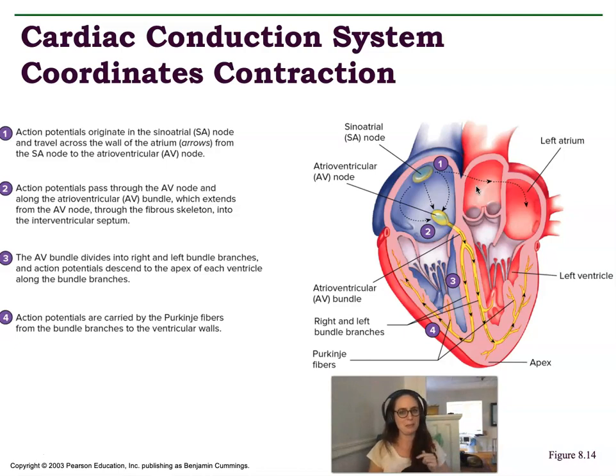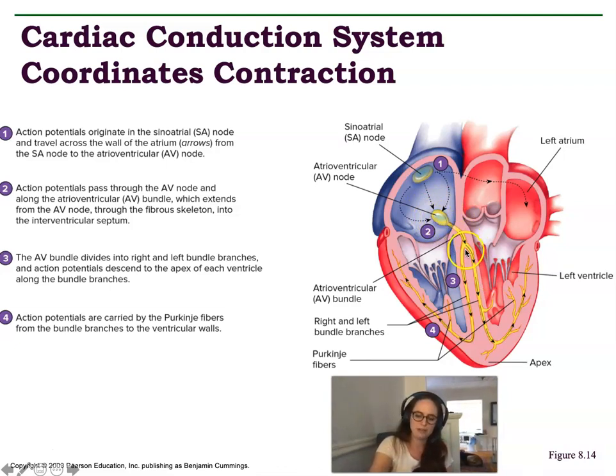We want those to be separate events. We don't want the atria and ventricles contracting at the same time. That's not going to be a good pump. Imagine these pumping all at the same time and all of the valves just going purr. Nothing can move forward in that situation. Atria contract, then ventricles contract because there's a delay at the AV node.